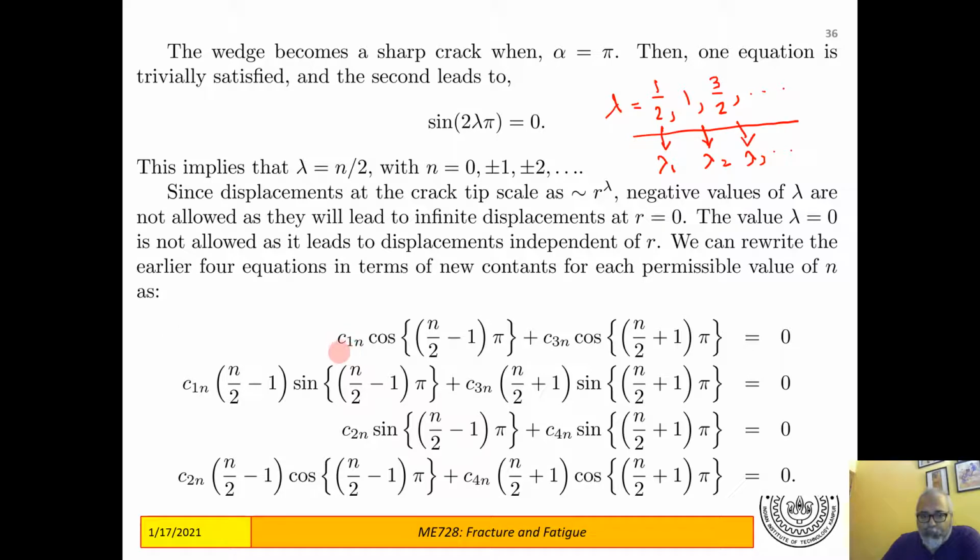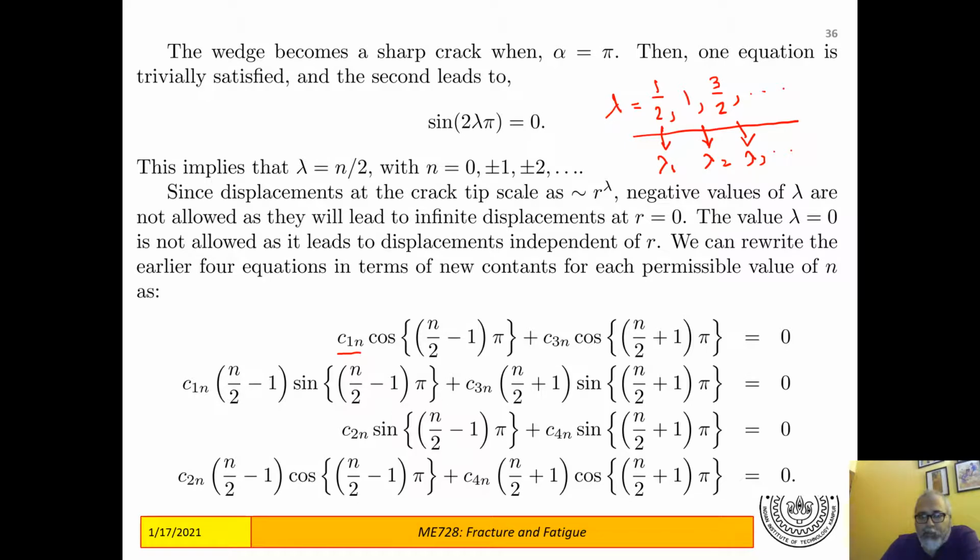And now we put C1n here because C1, C2, C3, C4 are potentially different for each value of n. So for n equal to 1, it is something. For n equal to 2, it might be something else because this quantity will change as you change it. So for every n, you will have a different set of constants. That's what we envisage.